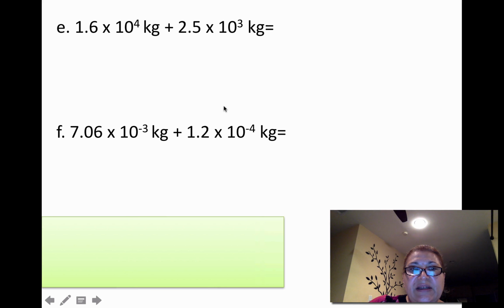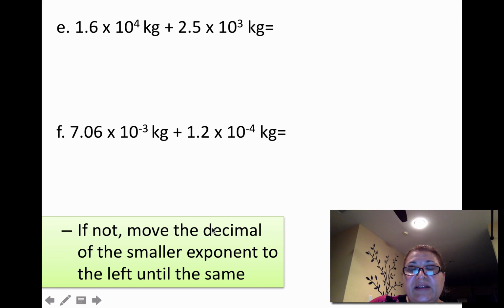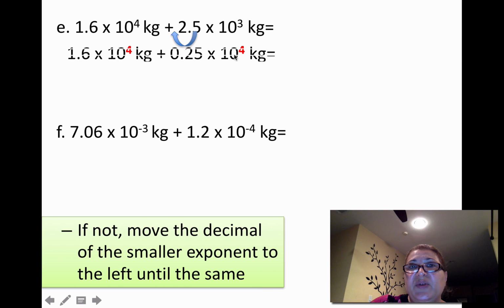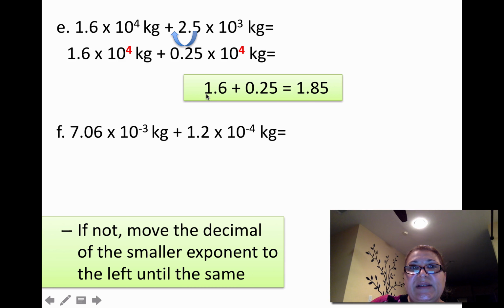Now this one, if the exponents are not equal, one is 4, one is 3, you take the smaller number and move the decimal to the left until the exponents are equal. So this is the smaller number. Move it to the left one place, so both of them will be times 10 to the 4th power. Now all you have to do is add the coefficients. 1.6 plus 0.25 is 1.85 times 10 to the 4th power.